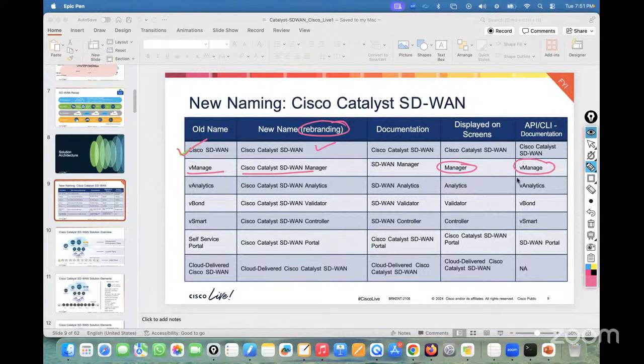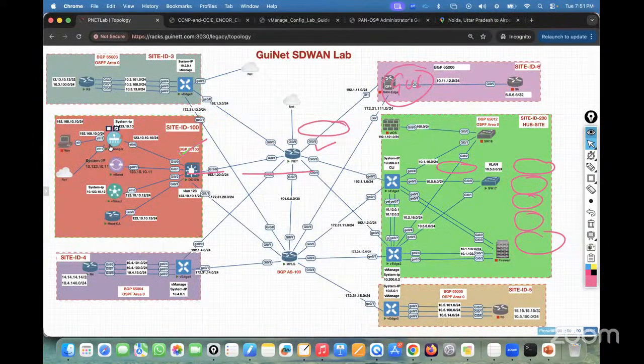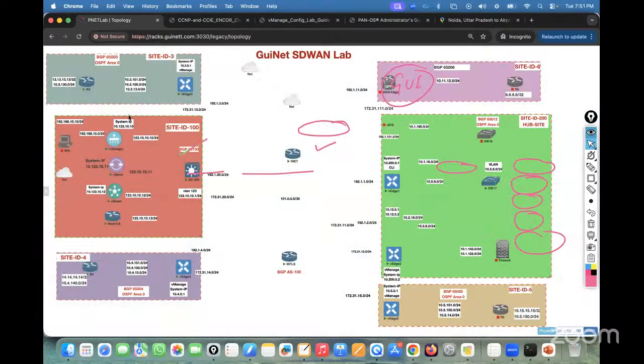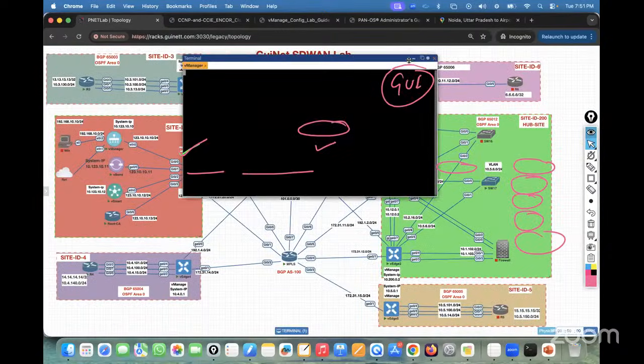Even you can see here, vAnalytics, vBond, vSmart, everything is the same in the API and CLI documentation. CLI and API did not change. Only the GUI, the graphical user interface, has changed. When we launch your vManage, you are going to find this. Let me show you how it looks. So if I go and log in, let me show the difference between Cisco and Catalyst.